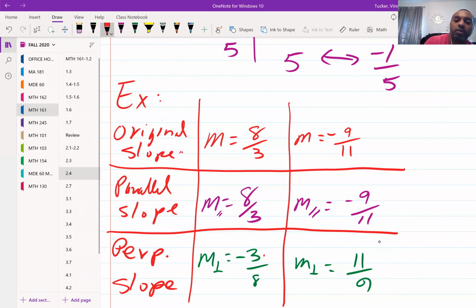So in the next one, this is my original line. If I want a line that's parallel to it, I will have the same slope. But then if I want a line that's perpendicular to it, I would flip the fraction and then use the opposite sign. So it would be positive 11 over 9.